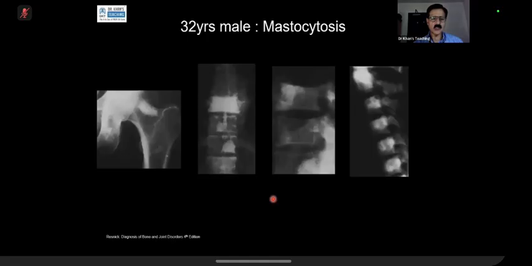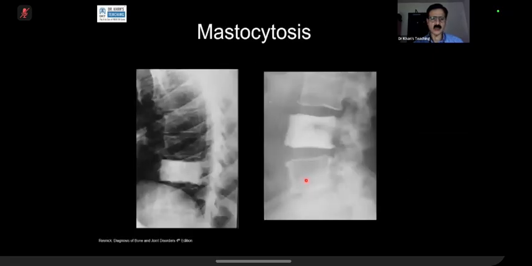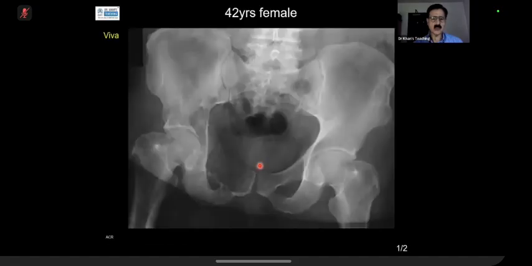So this one is another example from literature where there is sclerosis of the femur, vertebrae and even the cervical spine, and this is another one. So even if you get a solitary dense vertebra like this, mastocytosis you should consider, and also lymphoma you should consider. I just told you a while ago.